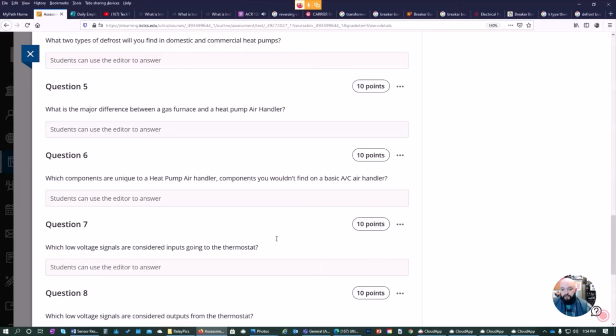Which components are unique to a heat pump air handler? Components you won't find on a basic AC air handler: resistance strip heaters or auxiliary heaters, also known as emergency heaters.